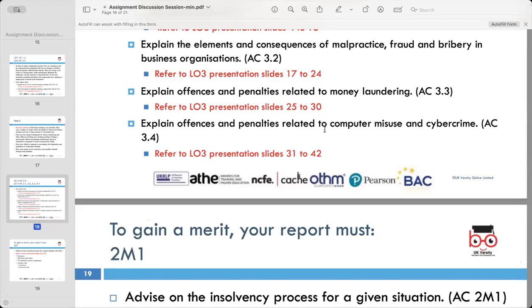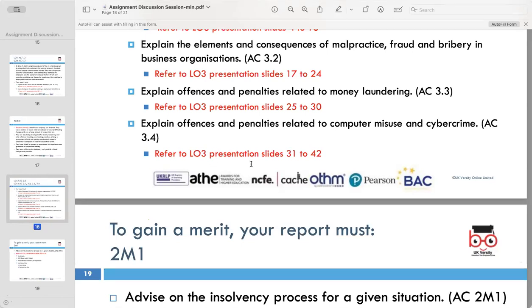Then penalties, explain the offenses related to computer misuse and cybercrime, discuss unauthorized access, hacking, and other illegal activities involving computer systems. Discuss the penalties associated with computer misuse, explore the legal consequences for individuals or groups engaged in cybercrimes.